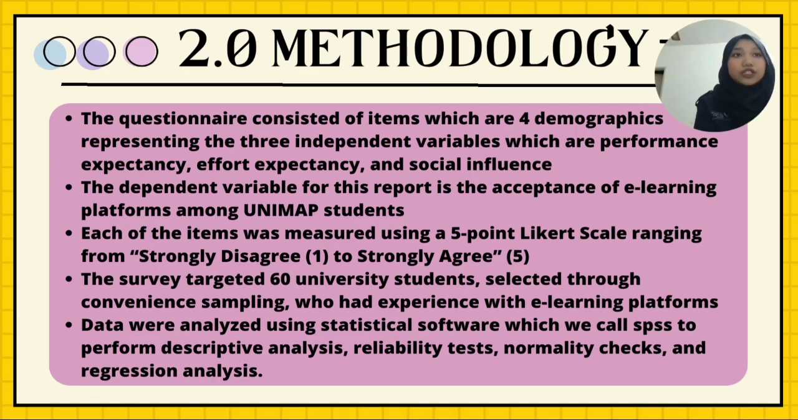The next part is methodology. The questionnaire consisted of items, which are 4 demographics, representing the 3 independent variables, which are effort expectancy, performance expectancy, and social influence. The dependent variable for this report is acceptance of e-learning platform among UNIMED students. Each of the items was measured by a 5-point Likert scale, ranging from strongly disagree to strongly agree. The survey, made by form, targeted 60 university students.